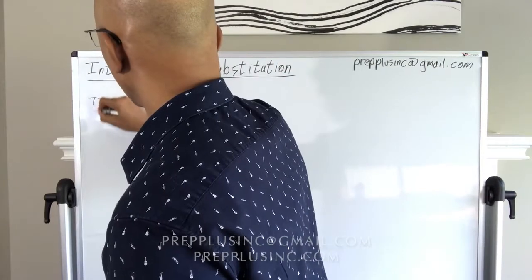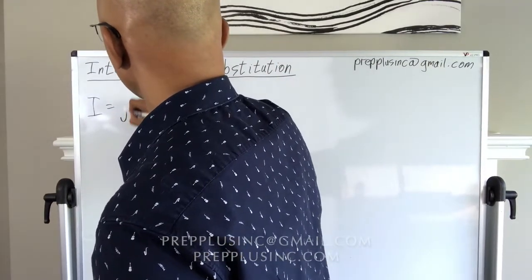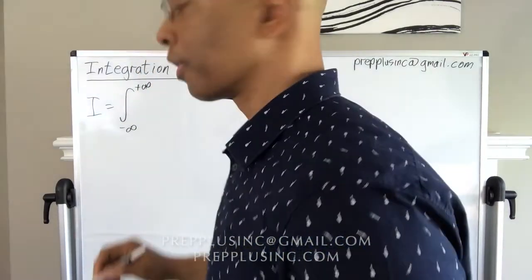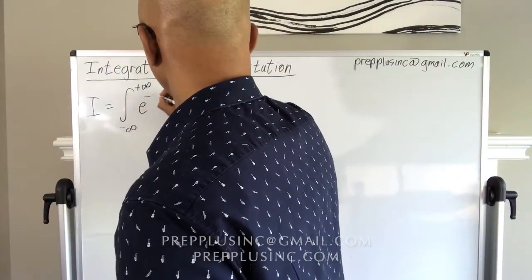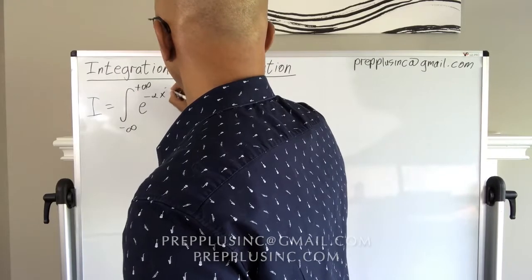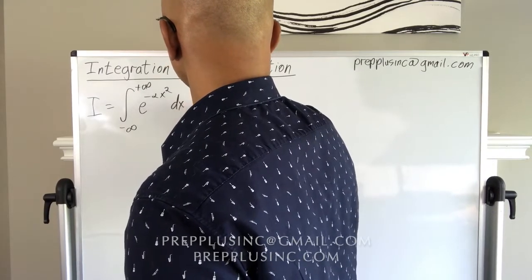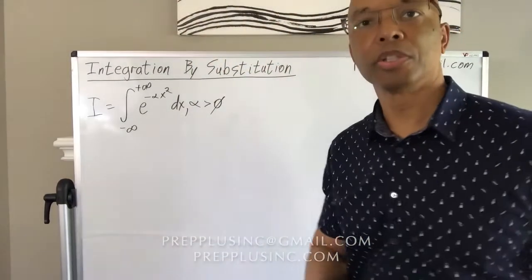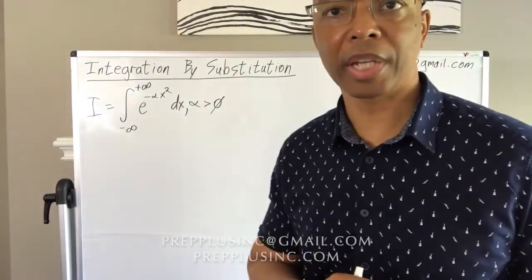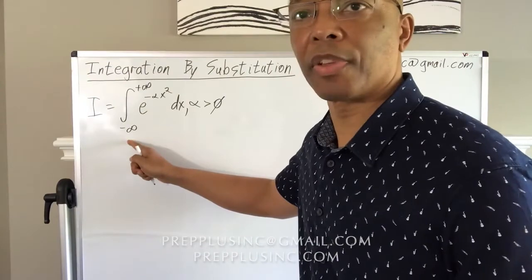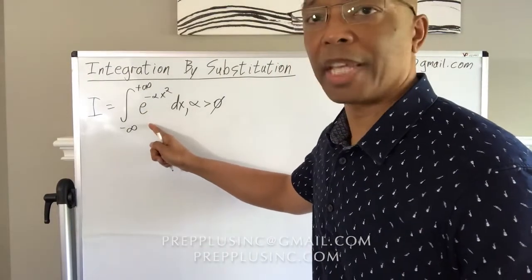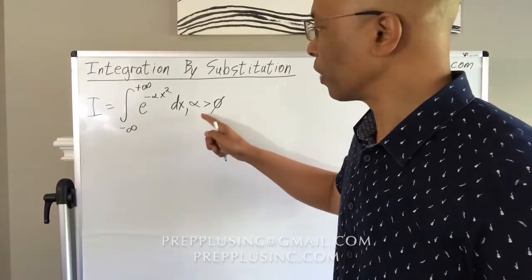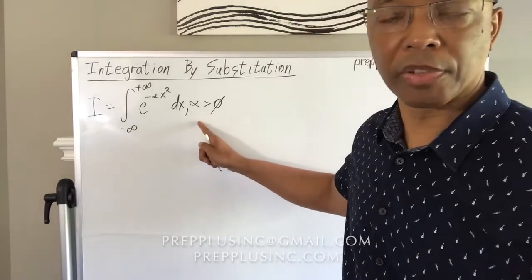Calculate the integral I over the entire x-axis from minus infinity to plus infinity of the quantity e to the minus alpha x squared dx, where alpha is just some positive constant. So once again, we're going to calculate the integral from minus infinity to plus infinity of e to the minus alpha x squared dx, where alpha is just some positive constant.